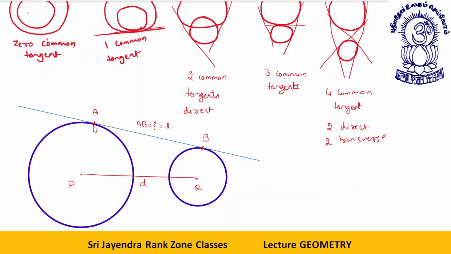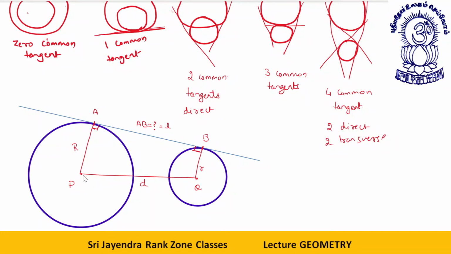Let's say this is the radius of the bigger circle, its value is capital R. This is the radius of the smaller circle, its value is small r. You have to tell the length of AB in terms of R, r and D. We know this is the center of the circle, this is the radius, this is the tangent, so this angle will be 90 degrees. Similarly, this angle will be 90 degrees.